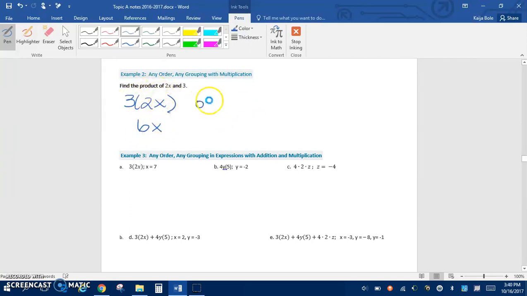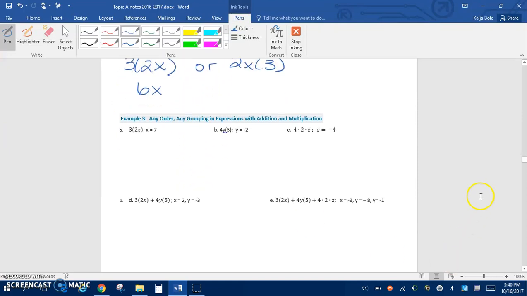And you could really write this in any order. You could have put the 2x and then the 3, but try to get in the habit of writing the 3 in the front. So we've got some few examples here. So again, we have 3 times 2x, which is 6x. And then when x is 7, so we're going to do 6 times 7, which gives us 42.